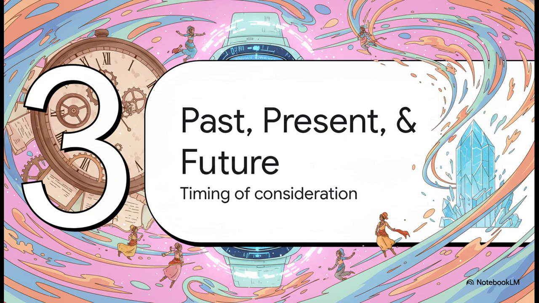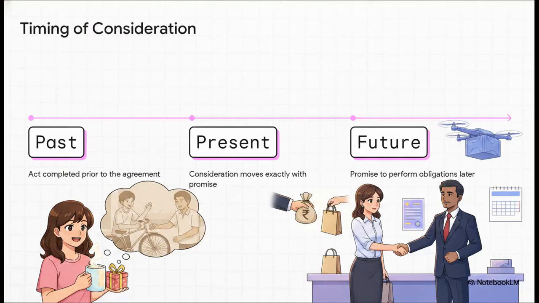Section 3. Past, present, and future. The time-traveling nature of consideration. Let's just walk through this timeline together. Think about it. If you run down to a store and buy a coffee with cash, the promise and the consideration move at the exact same time. That's present consideration. Now, if you sign a massive commercial agreement to supply parts next month for a huge payout next year, that's future or executory consideration, because the obligations are happening down the line.